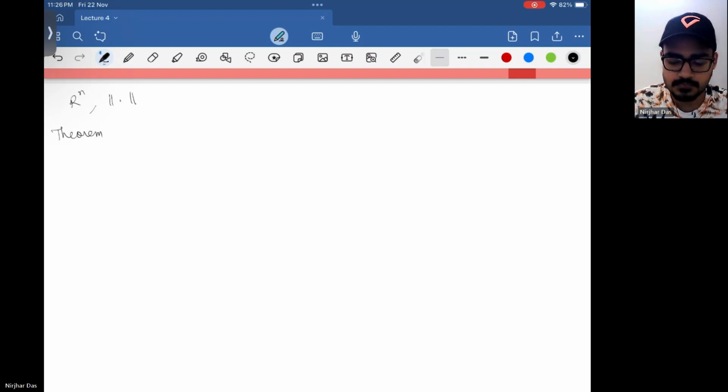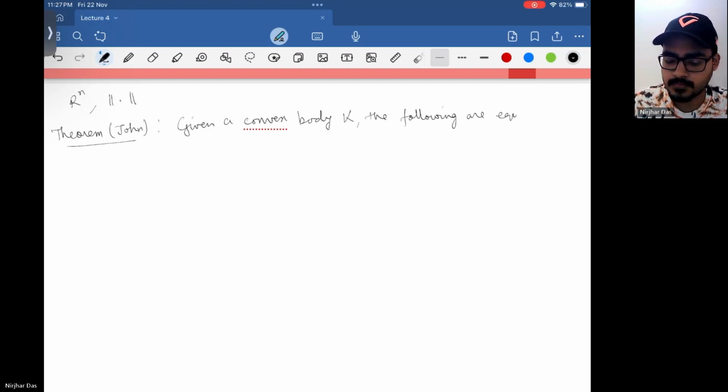basically said that, given a convex body K, the following statements are equivalent. And what are they? They are statement 1, that Bn is the max volume ellipsoid of K.